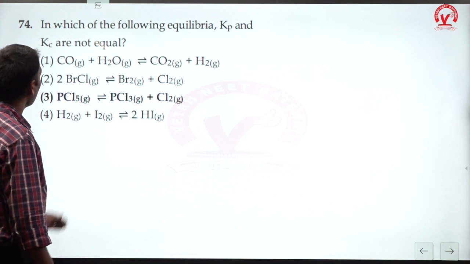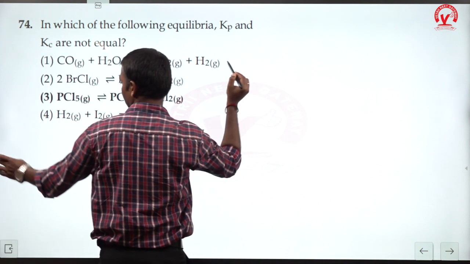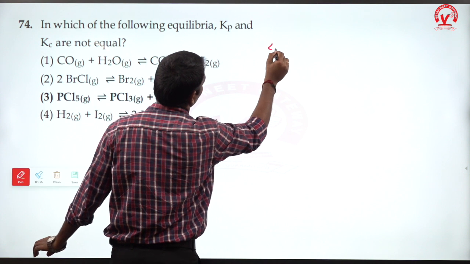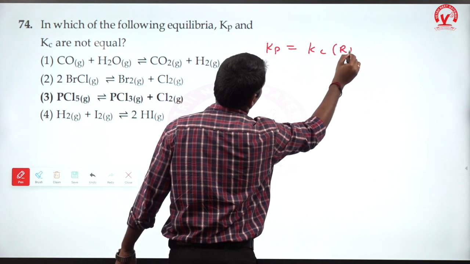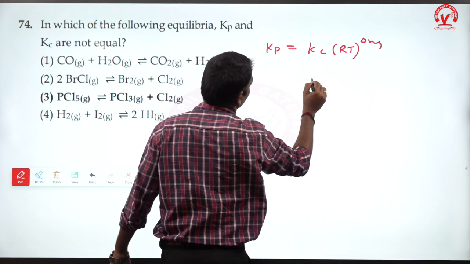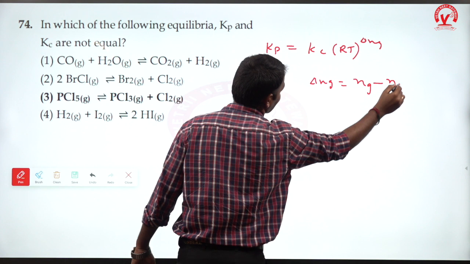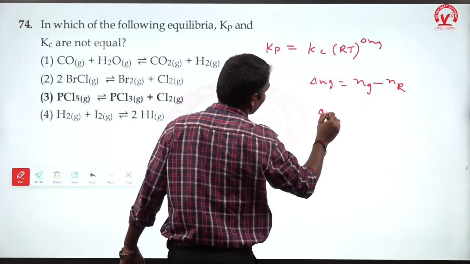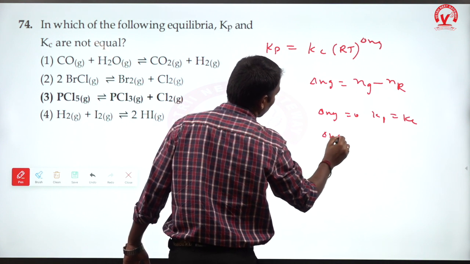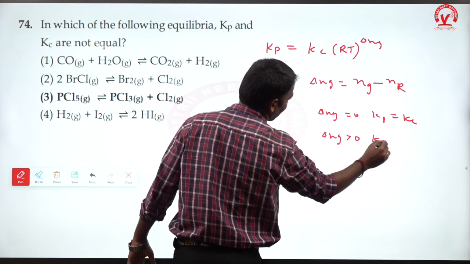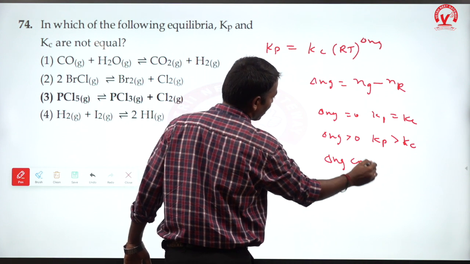Question number 74. In which of the following equilibria are Kp and Kc not equal? Kp and Kc relation we have: Kp is equal to Kc into (RT) power delta ng. Delta ng is nothing but the number of moles of gaseous products minus the number of moles of gaseous reactants. If delta ng is equal to 0, Kp is equal to Kc. If delta ng is greater than 0, Kp is greater than Kc. These are the conditions we have. If delta ng is less than 0, then Kp is less than Kc.